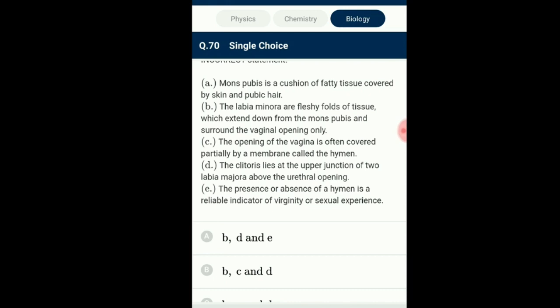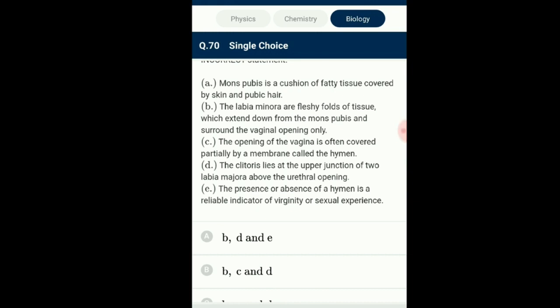It lacks fatty tissue. The opening of the vagina is often covered partially by a membrane called the hymen. The presence or absence of the hymen is not a reliable indicator of virginity or sexual experience. The hymen is a very thin membrane that can be broken by stretching caused by heavy exercise. The clitoris lies at the upper junction of the labia minora above the urethral opening. It is an erectile structure homologous to the male penis.